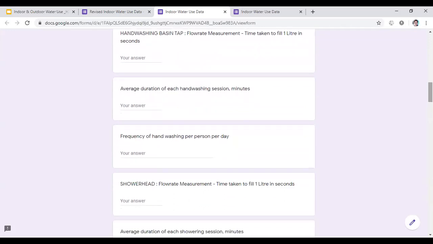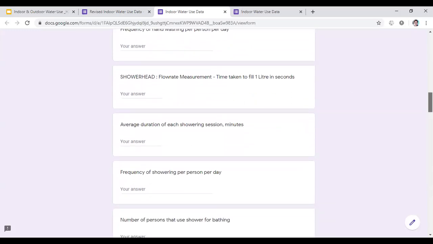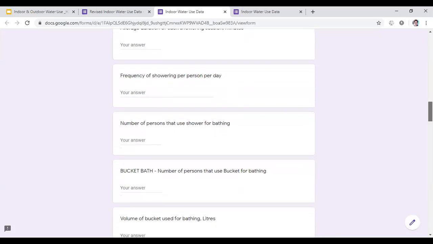Ask them about the average duration they take, how many times they wash their hands, and so that takes care of the hand washing. Then the shower head, again, you look at the flow rate measurement. As I said, you note down how many liters got filled in a certain number of seconds, and you write that down. And you ask them about the duration of each showering session, how many times they take a shower in a day, and how many people in the house take a shower.